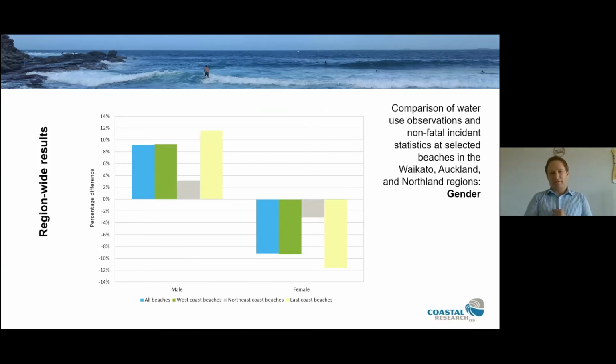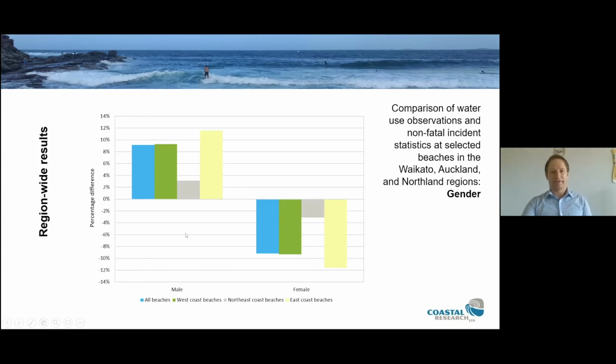If we then compare this to the incidence statistics for these particular locations, we found that even though males made up more beach and water users than females, they were also still overrepresented in the incidence statistics. Okay, so anything above the line here is an overrepresentation relative to beach and water users. Anything below the line is underrepresentation.